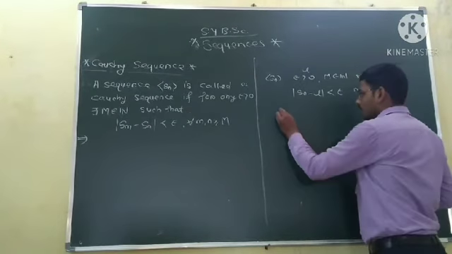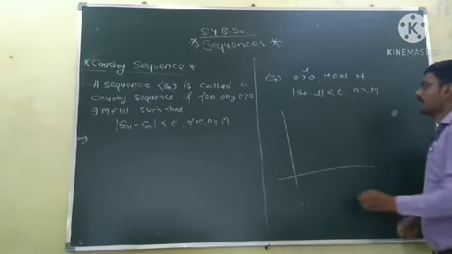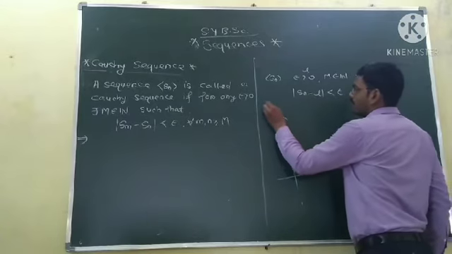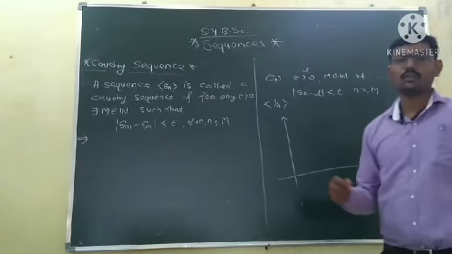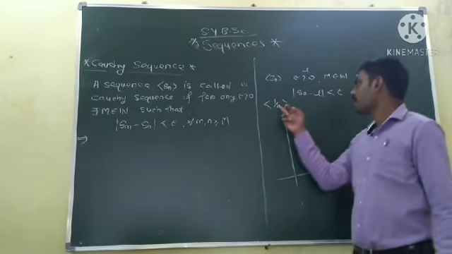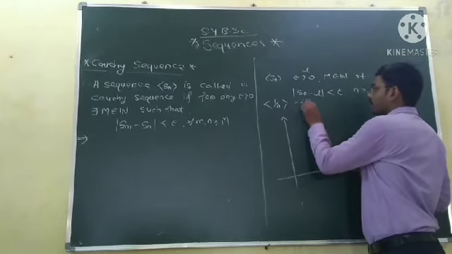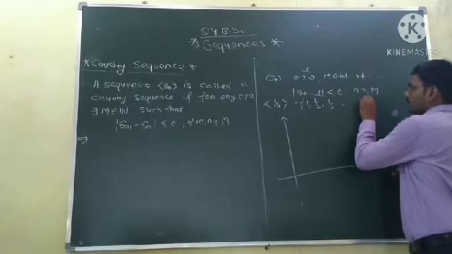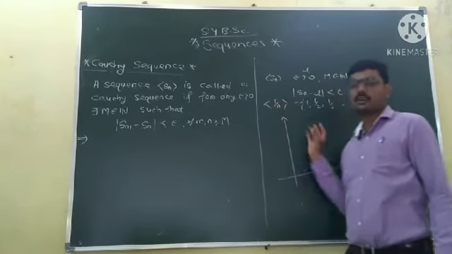Okay, now let our sequence be the sequence 1 by n. So we know the elements of the sequence. If you put n equal to 1, so 1 by 1 is 1, 1 by 2, 1 by 3, and so on. These are the elements of this sequence. We will try to plot the elements on the graph.